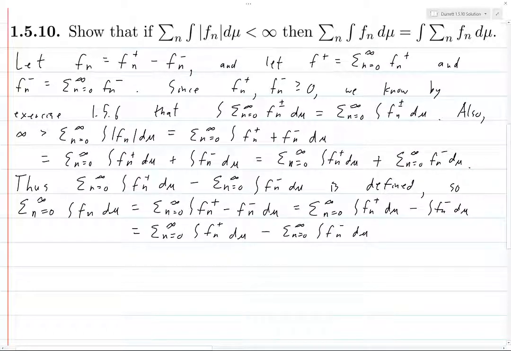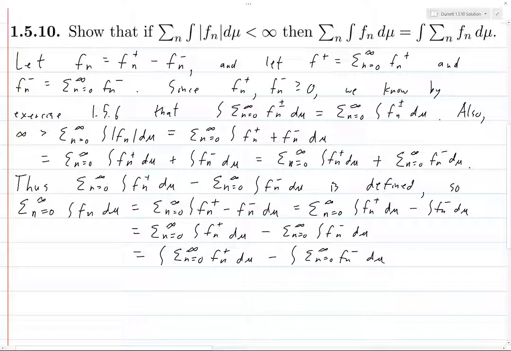Wait. No. Wait, what? What am I trying to do? I'm trying to move the sums inside. And I can do that now because these are positive functions. So we can move the sums inside, minus the integral of the sum from n equals 0 to infinity of f_n minus d mu.